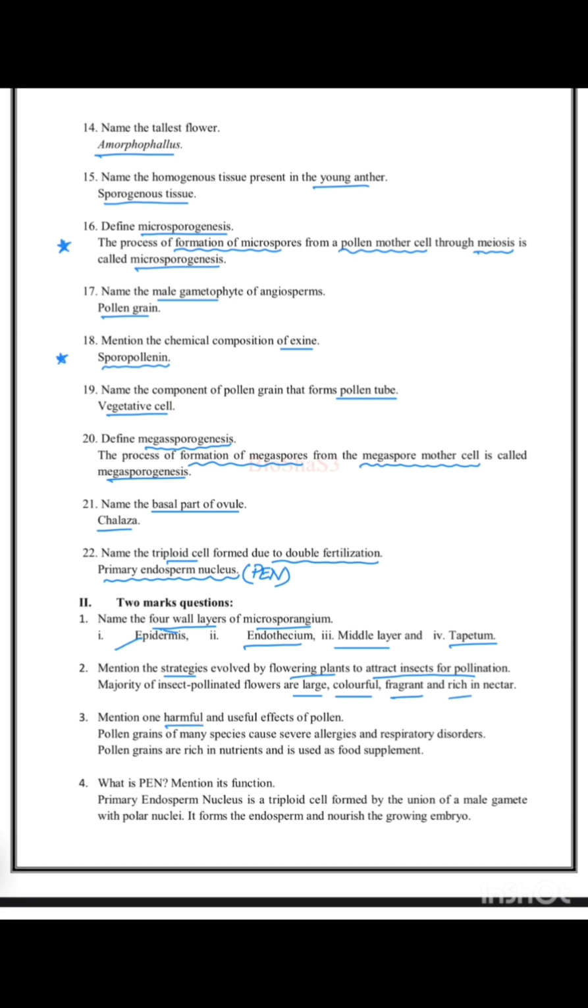Mention one harmful and useful effect of pollen. Pollen grains of many species cause severe allergies and respiratory disorders. So that is harmful. Pollen grains are rich in nutrients and are used as food supplement. That is one useful effect of pollen. What is PEN? Mention its function. Primary endosperm nucleus is a triploid cell formed by the union of male gamete with polar nuclei. It forms the endosperm and nourishes the growing embryo.